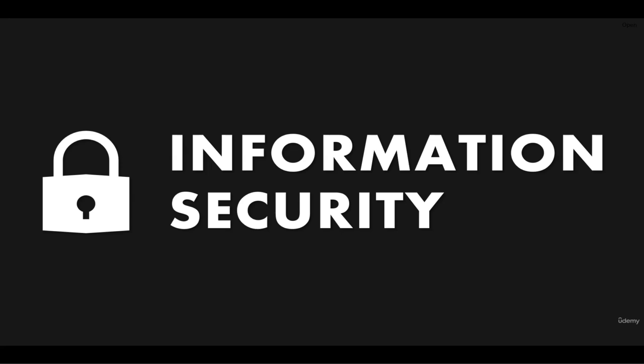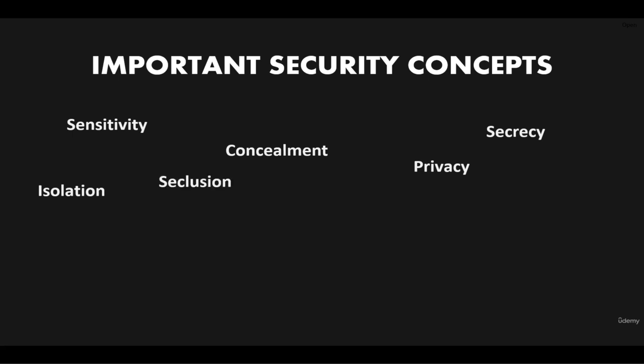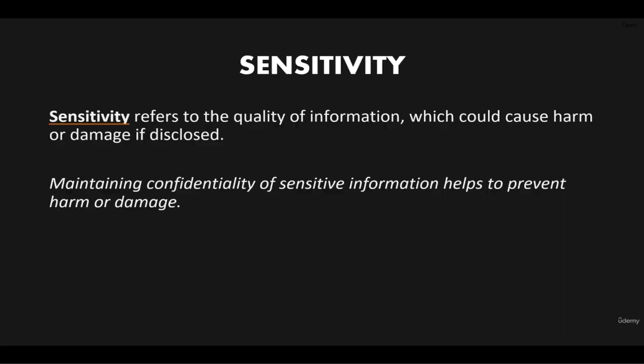Now that we've covered the CIA triad, which includes the most important security concepts, in this lesson we'll cover some other terms that are also very important. Actually, there's many. Sensitivity, concealment, secrecy, privacy, isolation, seclusion, non-repudiation, that one's important, usability, accountability, accessibility, discretion, and finally, criticality.